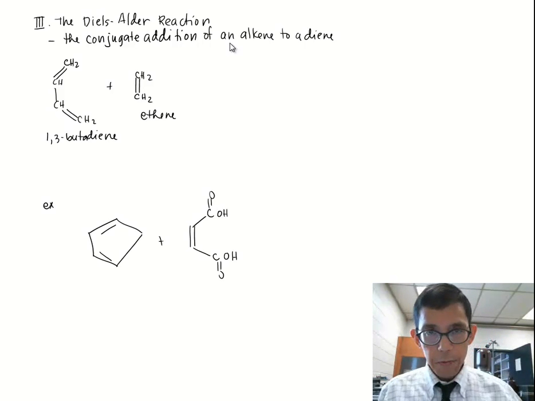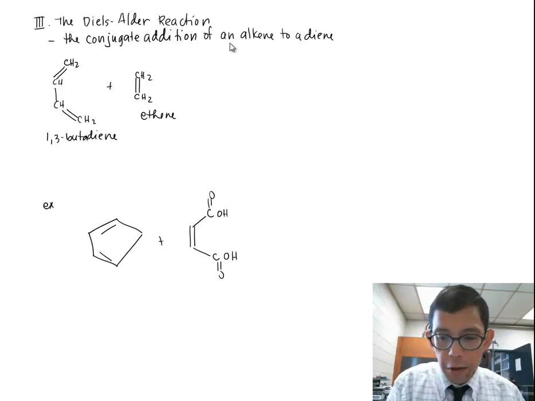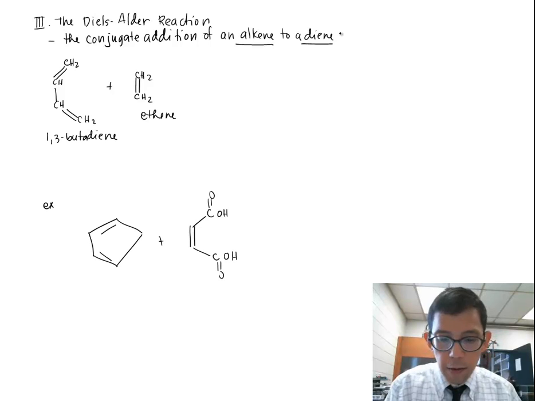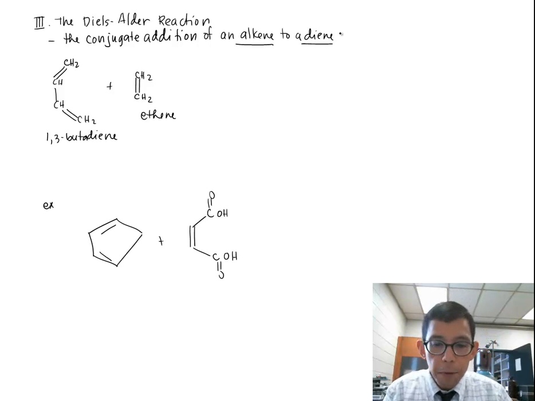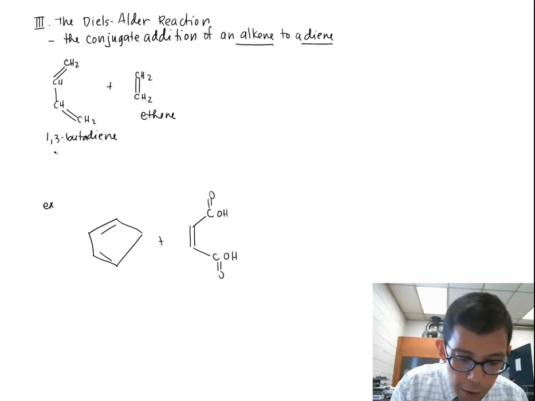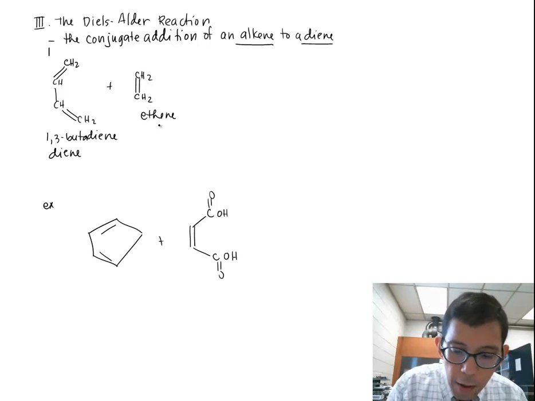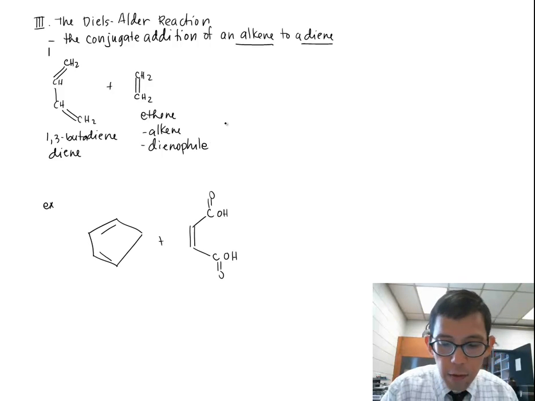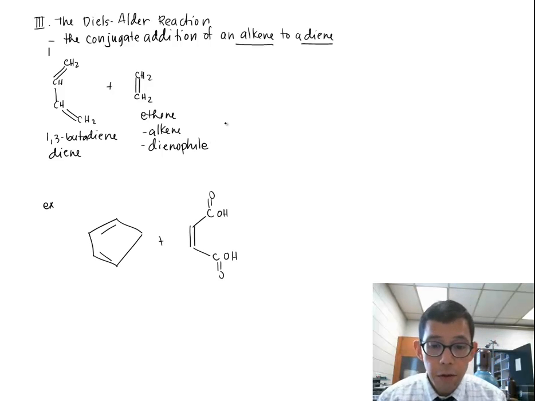The Diels-Alder reaction. The Diels-Alder reaction is the conjugate addition of an alkene to a diene. So the simplest example is the reaction of ethene with 1,3-butadiene. So 1,3-butadiene is our diene, ethene is our alkene, and the alkene in the Diels-Alder reaction is referred to as the dienophile. It loves dienes, yes? Dienophile. Okay, so in the Diels-Alder reaction, this is what happens.